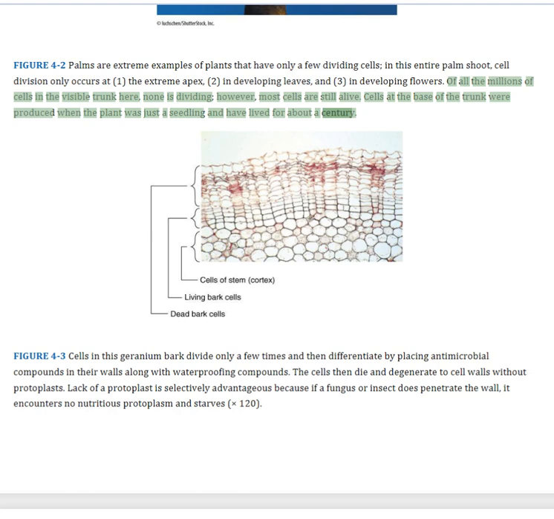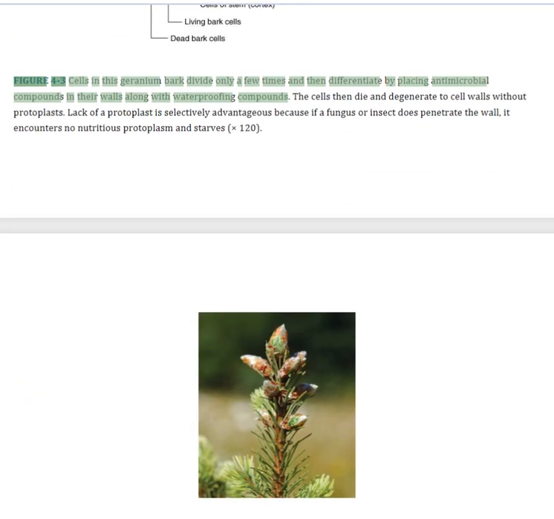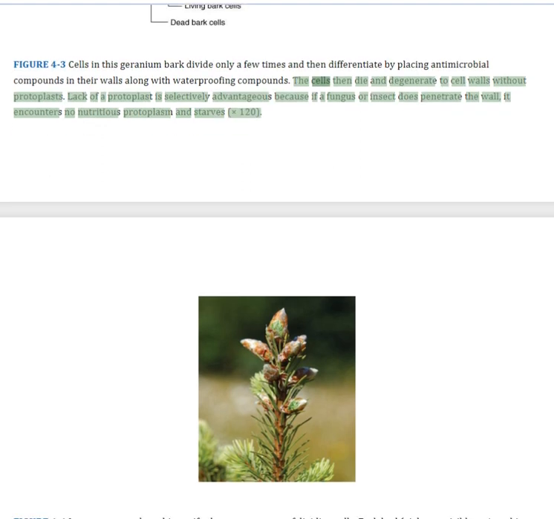Figure 4:3 Cells in this geranium bark divide only a few times and then differentiate by placing antimicrobial compounds in their walls along with waterproofing compounds. The cells then die and degenerate to cell walls without protoplasts. Lack of a protoplast is selectively advantageous because if a fungus or insect does penetrate the wall, it encounters no nutritious protoplasm and starves.